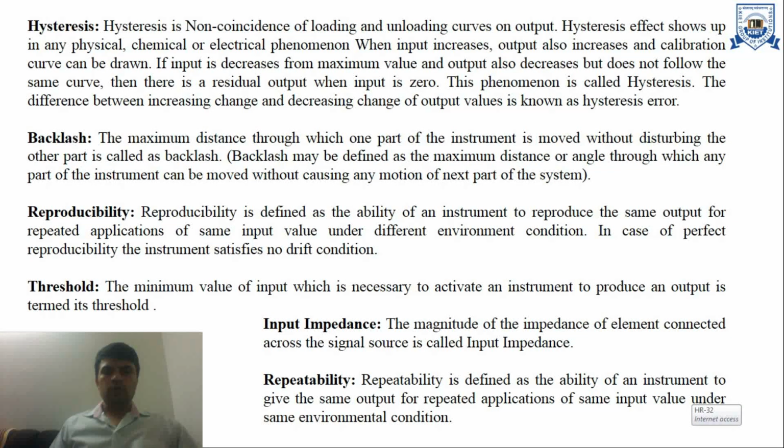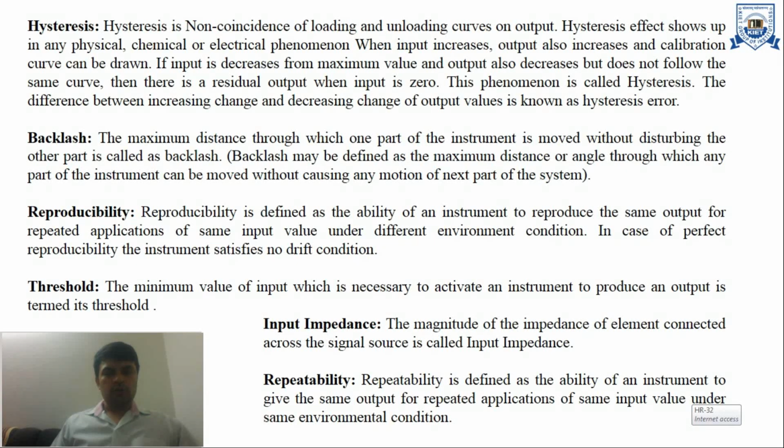Then our next term is backlash. The maximum distance through which one part of the instrument is moved without disturbing the other part is called backlash. Backlash may be defined as the maximum distance or angle through which any part of the instrument can be moved without causing any motion of the next part of the system.